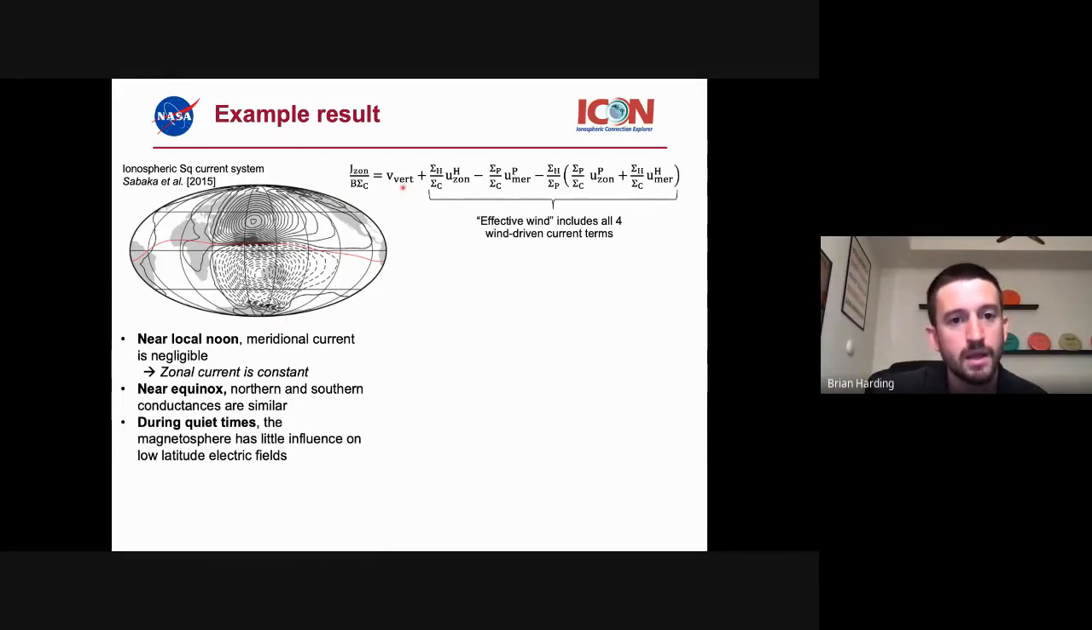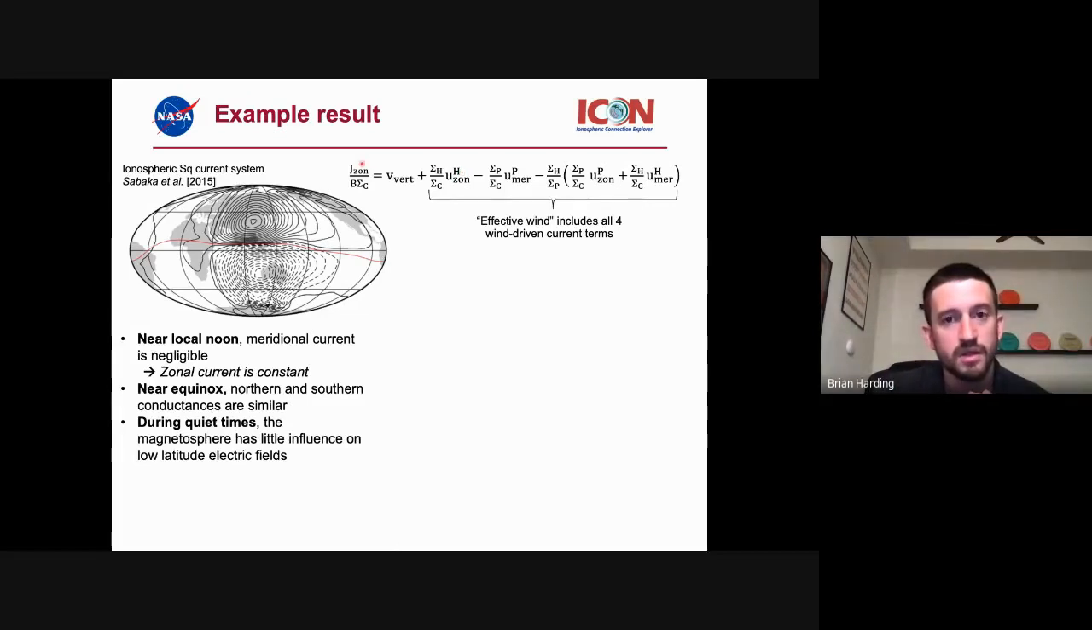So under this approximation, you can write an equation for the zonal current. And this equation has two contributions, one from the electric field. Here I've just written it in terms of the plasma drift because that's an ICON observable. And then wind-driven currents as well. In general, because there's a Pedersen and Hall component, all different wind components can drive a zonal current.